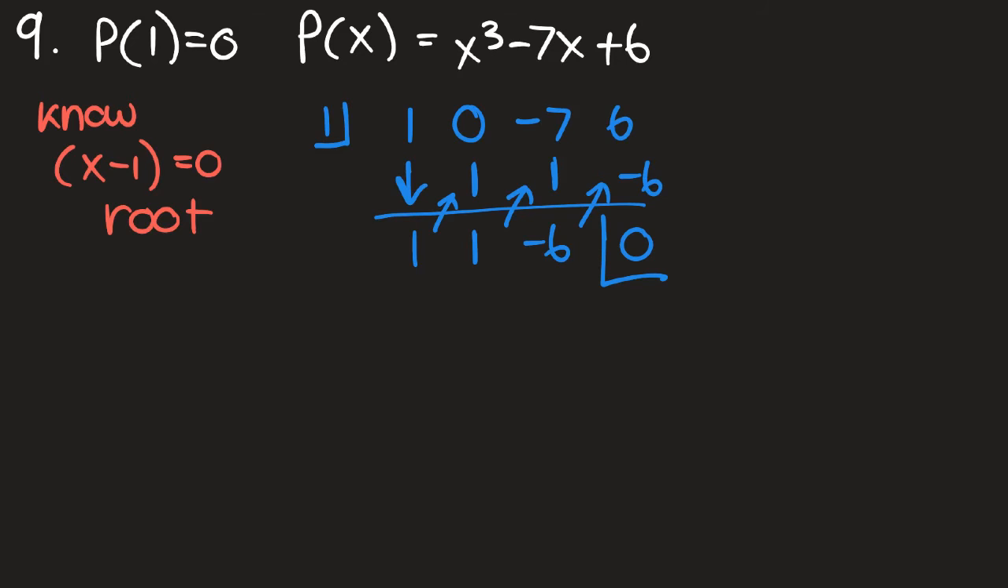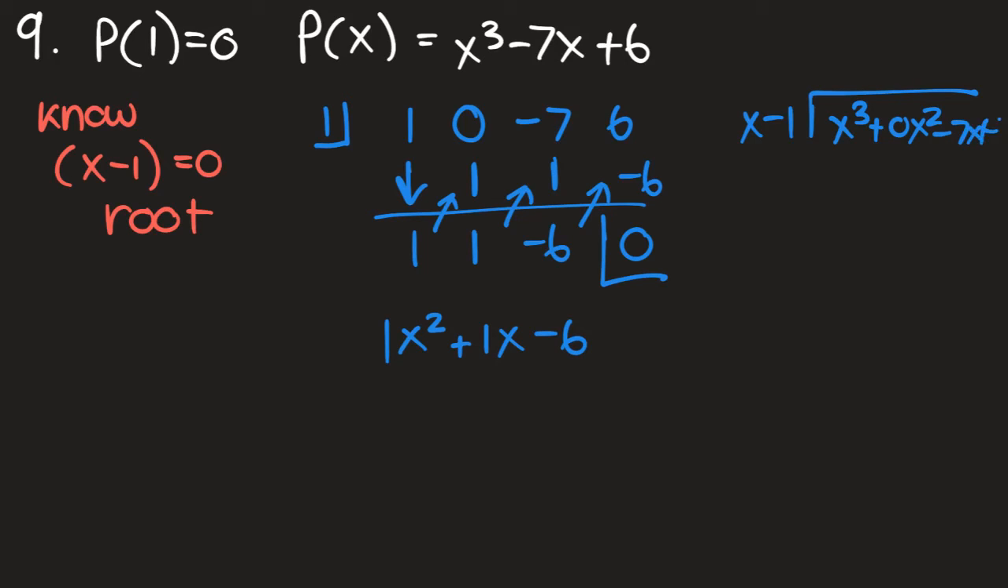What else does it tell us? Well, from here, I have what's left over once I divided x minus 1 out, and what's left over is the quadratic 1x squared plus 1x minus 6. So pretty much, if I long divided x minus 1 from x cubed plus 0x squared minus 7x plus 6, my remaining polynomial would be x squared plus x minus 6 with a remainder of 0.